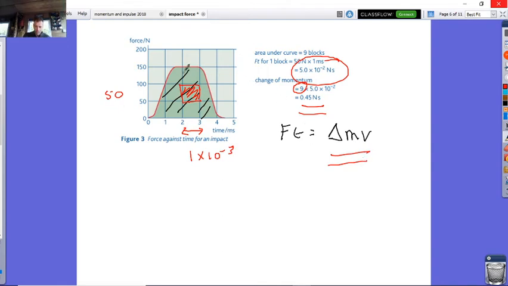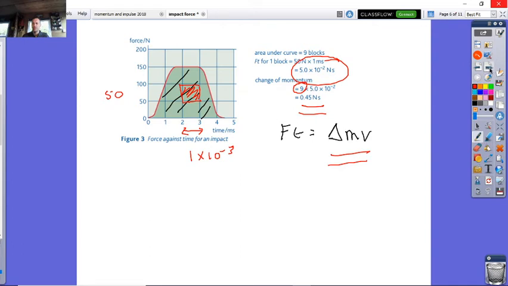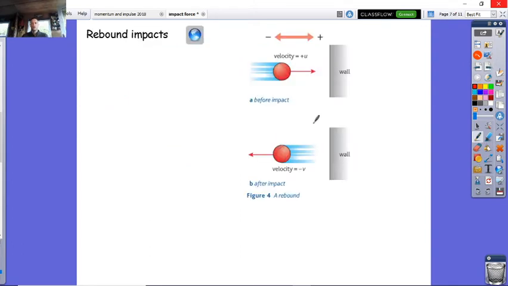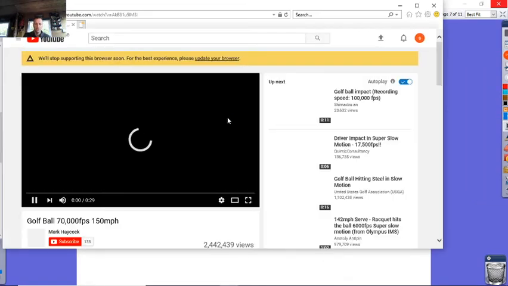Now, the proper way to do it is to work out the area under the graph by using a process called integration. But at A-level, we just count squares, I'm afraid. Now, the last thing I want to show you is all about rebound impacts. And this is a little video of a golf ball, which is really cool.